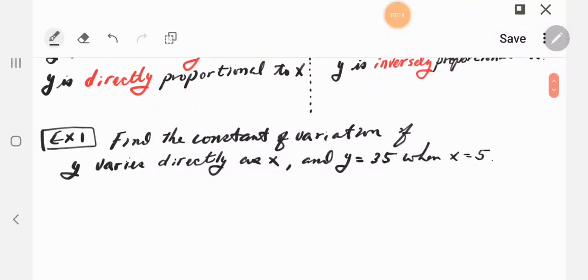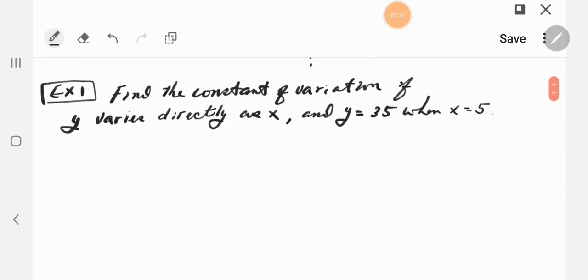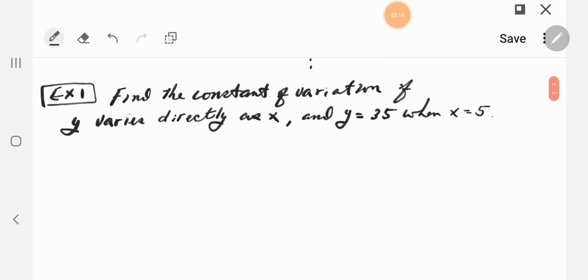So for example 1, find the constant of variation if y varies directly as x. Here's the word directly. So this is a direct variation. So we can write an equation. Y varies directly as x. So y is equal to k times x, not k divided by x. This is a direct variation. And the values of x and y are given. Always the values of two variables, x and y, are given so that we can find k, the constant of variation. So let's plug in those two values.